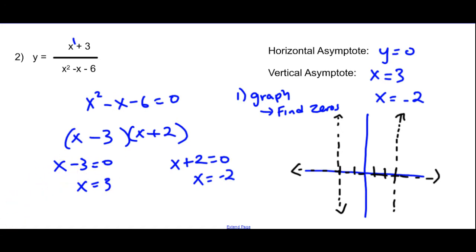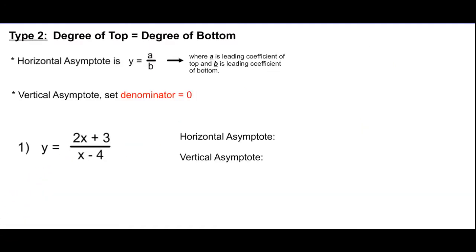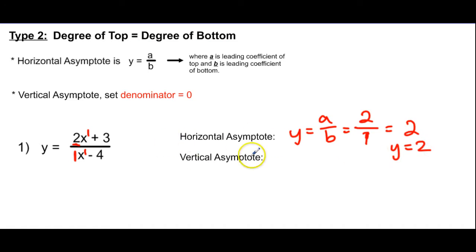Alright, so let's look at type 2. So for type 2, the degree on top equals the degree on the bottom. Here, this is a 1, this is also 1. They're both equal, matches type 2. The horizontal asymptote this time is y equals a over b. A is going to be the leading coefficient of the top part. So in this case, a would be 2. So we have y equals a over b. A is going to be 2. And b is going to be the leading coefficient of the bottom, which in this case is going to be a 1. So 2 over 1, that's going to be just 2. Alright, so y equals 2 is our horizontal asymptote.